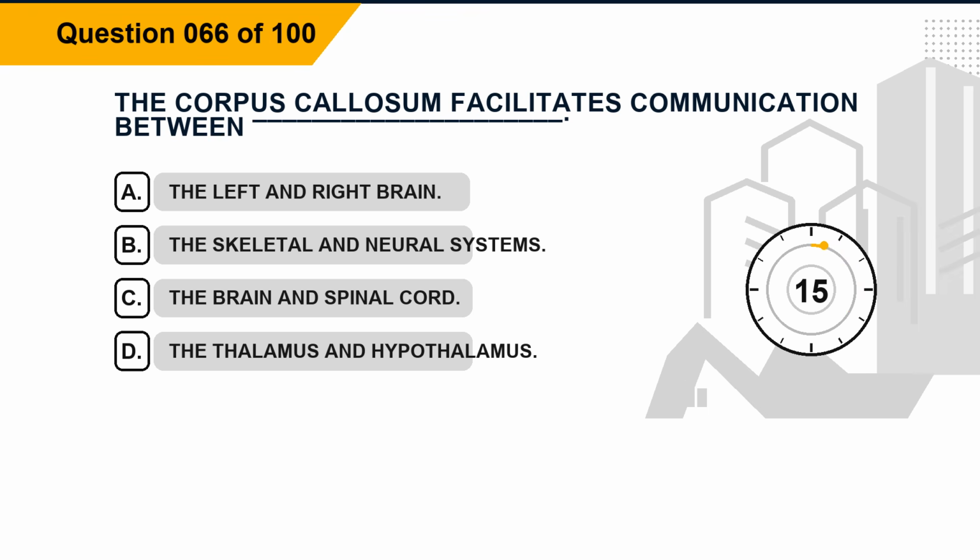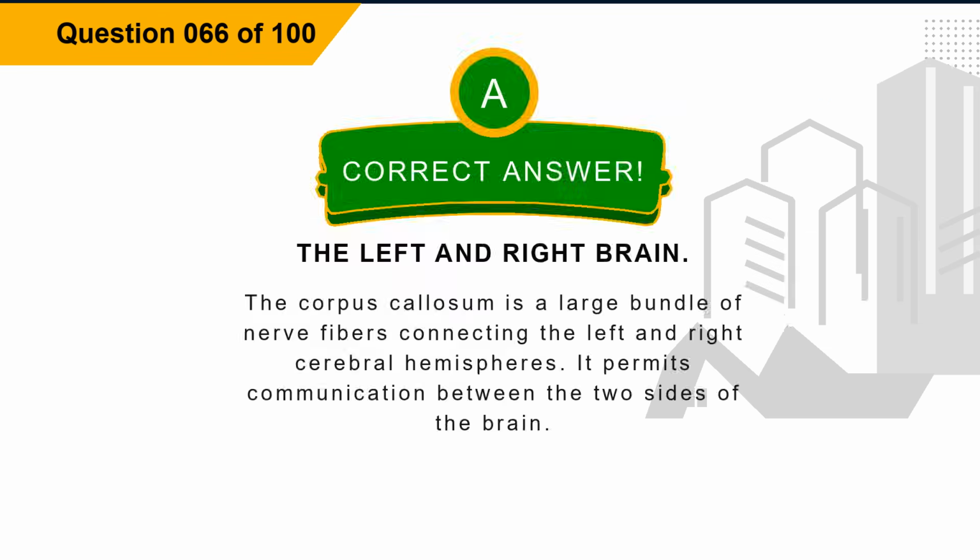Question 66. The corpus callosum facilitates communication between blank. Option A. The left and right brain. Option B. The skeletal and neural systems. Option C. The brain and spinal cord. Option D. The thalamus and hypothalamus. The correct answer is option A. The left and right brain. Explanation. The corpus callosum is a large bundle of nerve fibers connecting the left and right cerebral hemispheres. It permits communication between the two sides of the brain.